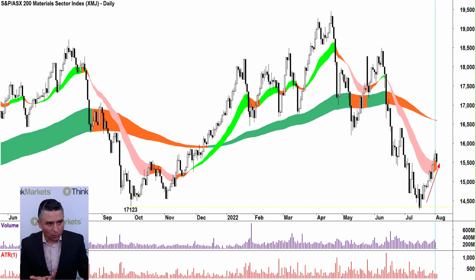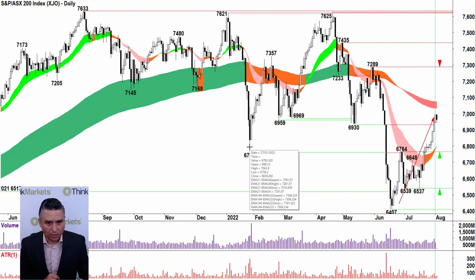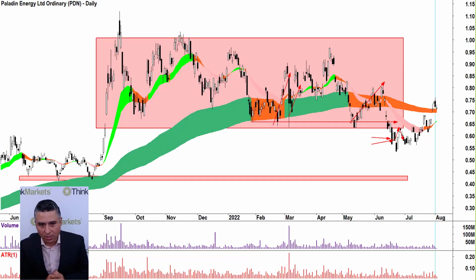And of course we do know also that this has been incredible. I mean, it's been such a huge rally on the ASX 200. So I'm just trying to get on a relative basis which one you might want to go for. And to me, Boss looks way better than Paladin, just in terms of the angle of attack.